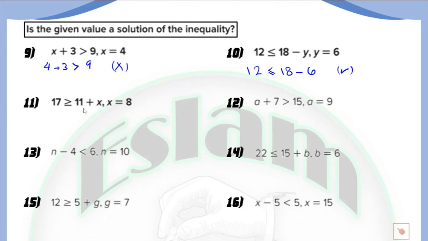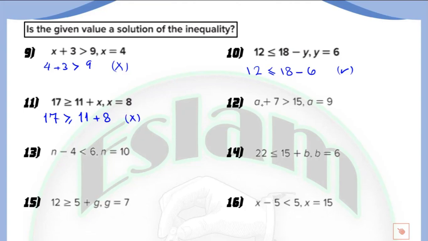Again in question number 11, 17 is more than or equal to 11 plus x. As we said in number 10, I have two choices. More than or equal: more than will be accepted and equal will also be accepted. So instead of x, I will just replace it with 8. 17 is more than or equal to 11 plus 8. 11 plus 8 is equal to 19. So 17 is not more than or equal to 19. It means it's not one of the solutions.